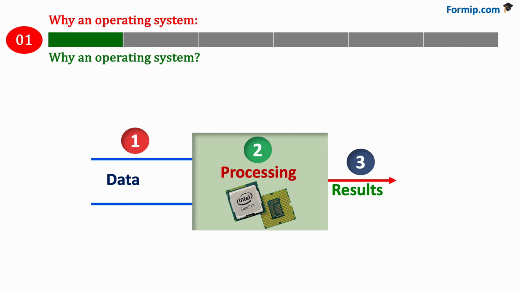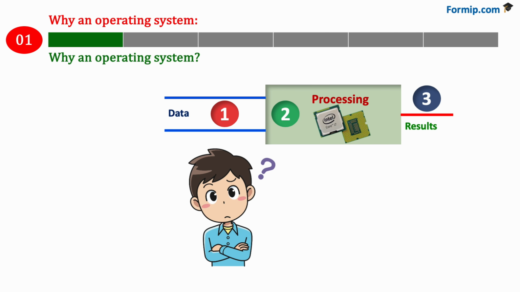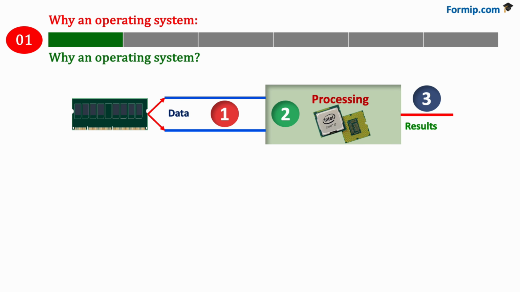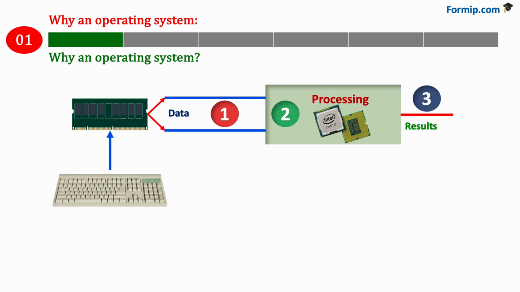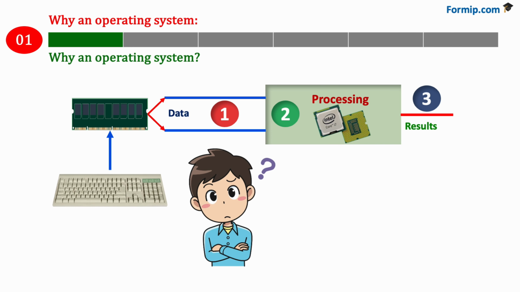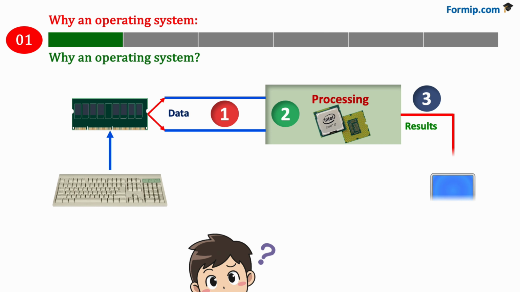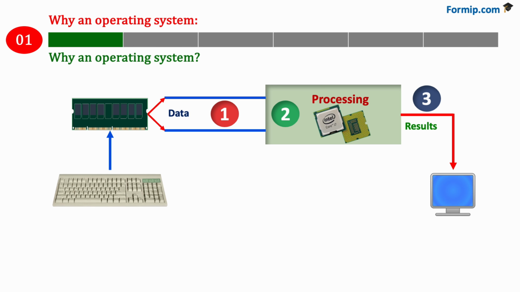But where do you think the processor will get this data from to be able to do the processing? Well, it's from another component, which is the RAM memory. Yet another question. In your opinion, how is the data provided to the RAM? Well, it's by using an input device, such as a keyboard. And how can we recover the result of this processing? Simply using a screen, which is an output device.